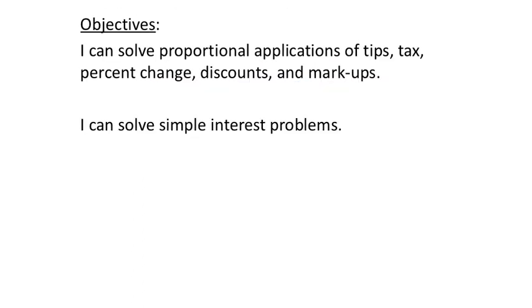So there's our 2 objectives, right? We see tips, tax, markups. I guess we didn't really see discounts, but percentage change kind of stuff, and then simple interest problems. We have it all down, and hopefully we're ready to go then.